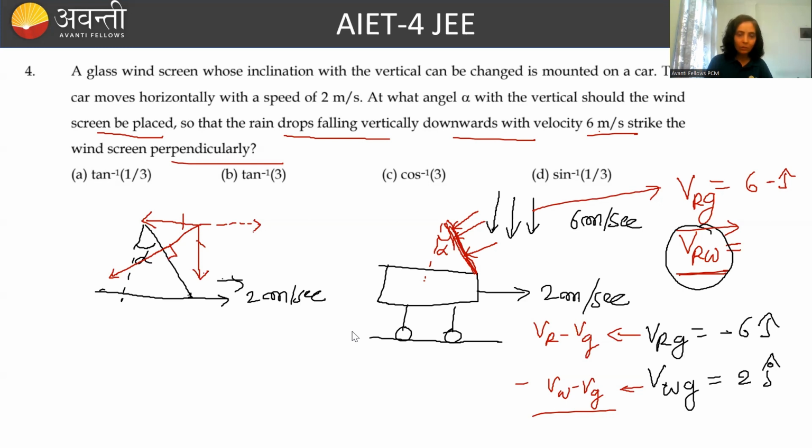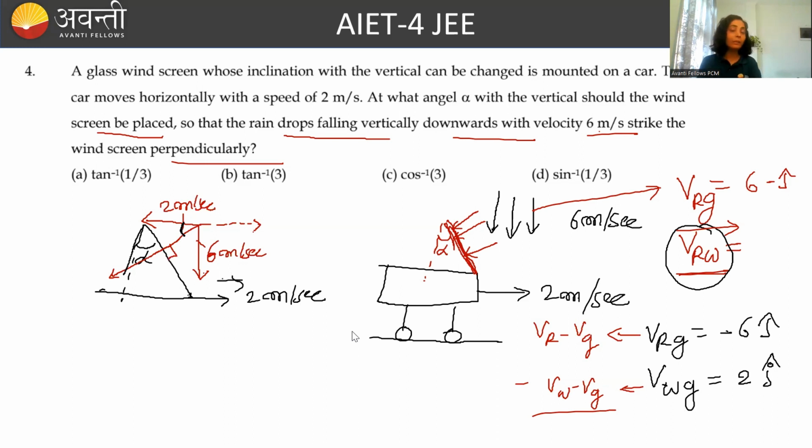Now VRG is equal to how much? VRG is equal to minus 6 meter per second. So I am writing the magnitude as 6 meter per second, and this is equal to 2 meter per second. Now let's see what this angle will be. This angle is the angle between what? Perpendicular to the windsill, and this is horizontal. And this is the angle between what? Vertical line and along the windsill.